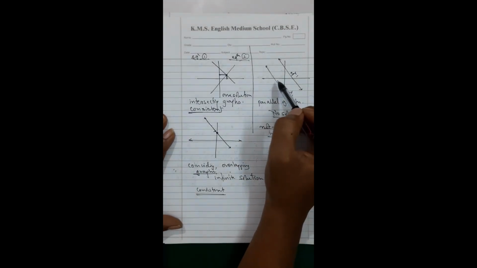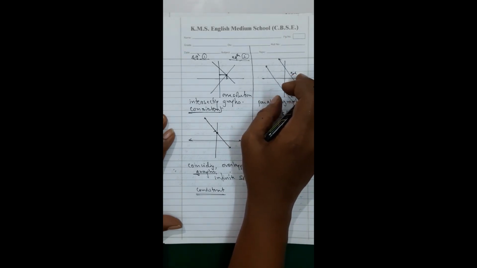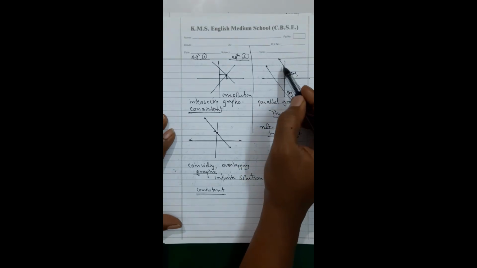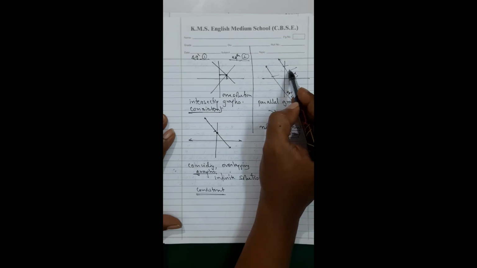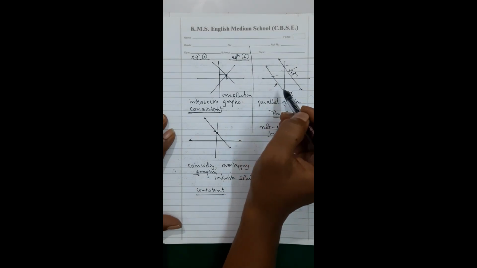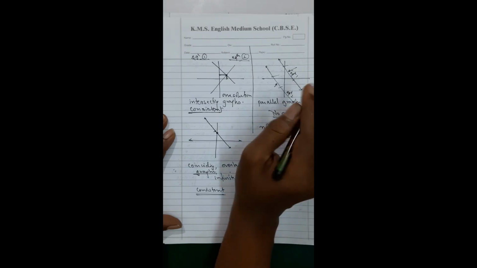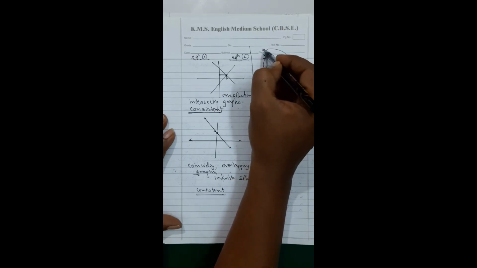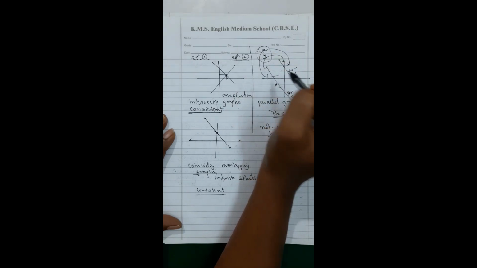Because they are parallel graphs, the lines running parallel to each other, they will not have any value of x and y which can satisfy this equation and this equation. Of course, one value of x and y which satisfies this equation, and another value of x and y which satisfies that equation, is possible, but that is not called the solution of the two simultaneous equations. Solution means what? The same value of x, the same value of y, is going to satisfy both the equations. Then we say this is the solution. But this is not going to happen in this case.